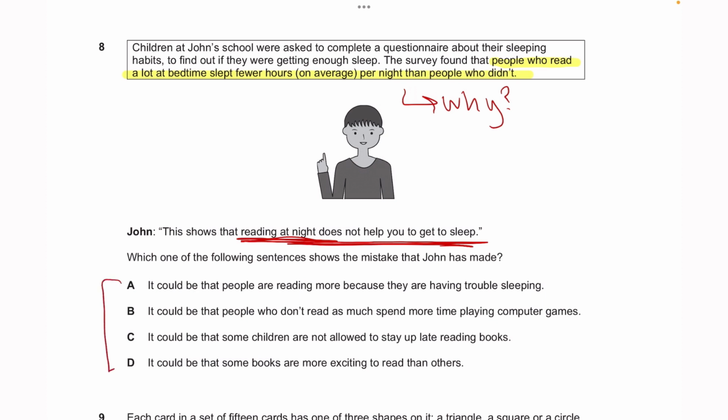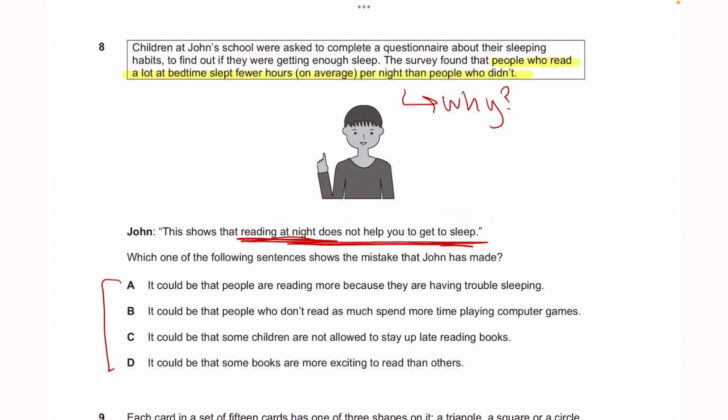So let's go through our answer options. A, it could be that people are reading more because they're having trouble sleeping. B, it could be that people who don't read as much spend more time playing computer games. C, it could be that some children are not allowed to stay up late reading books. And D, it could be that some books are more exciting to read than others. So this information is telling us possible reasons as to why, which identifies the mistake that John has made. And so, process of elimination.